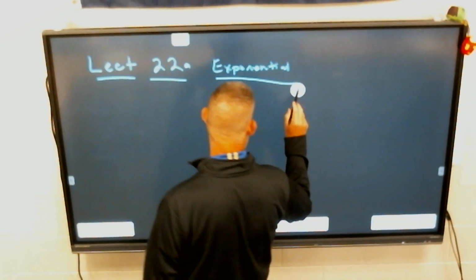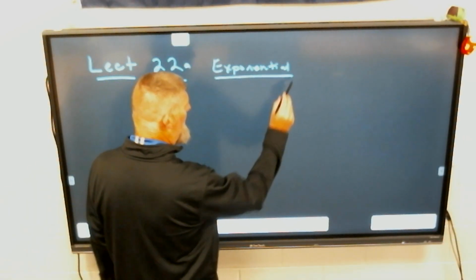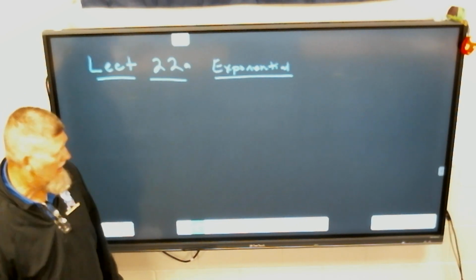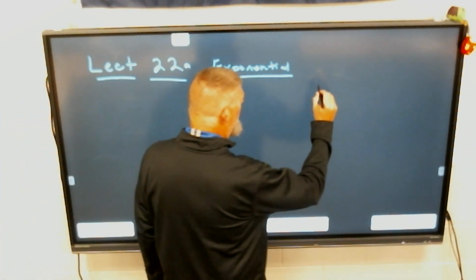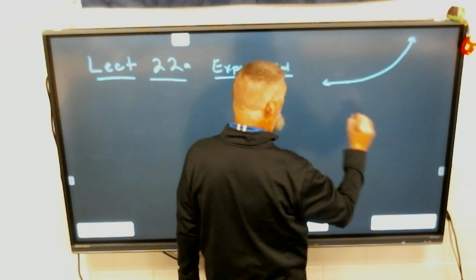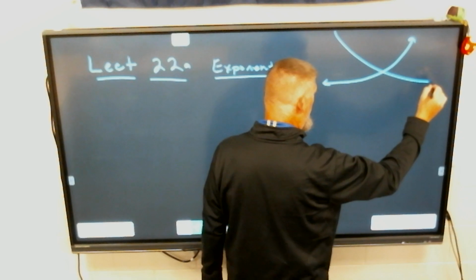Isn't it like the little curve on the graph? Yes. Looks kind of like a ramp. We have an exponential that then goes up. Or if it's a decrease, it goes down.